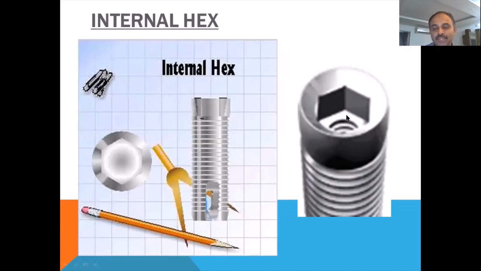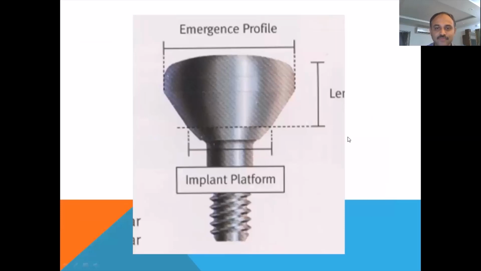So ideally, internal hex has certain physical properties better than external hex because it has an anti-rotational property, and the lateral force is more towards the axial line, and it is towards the base of an implant. So internal hex has a little advantage over the external hex.